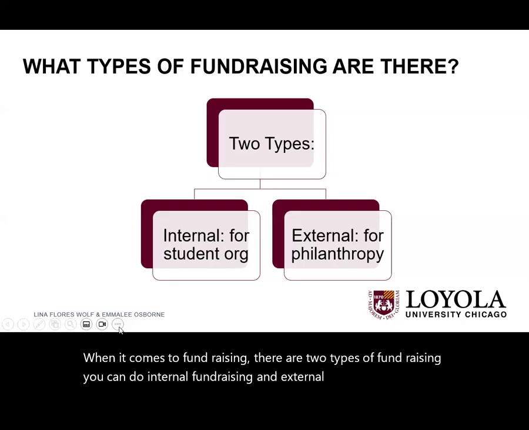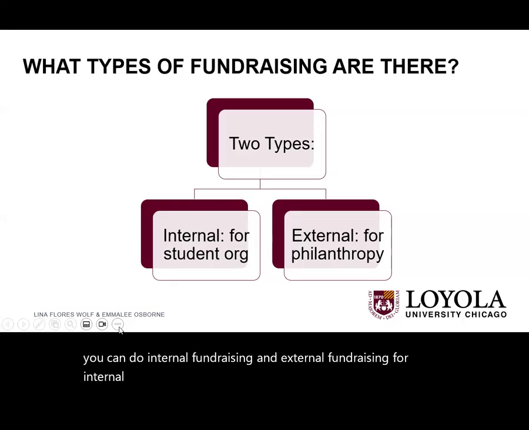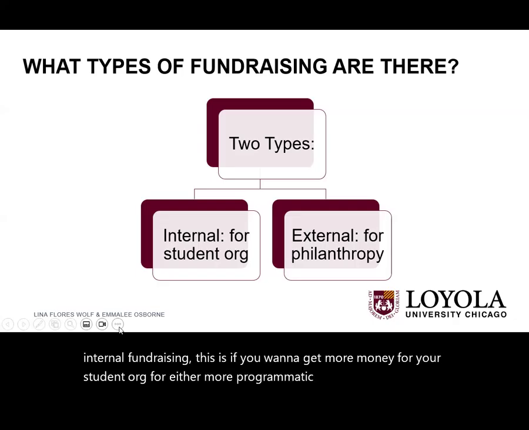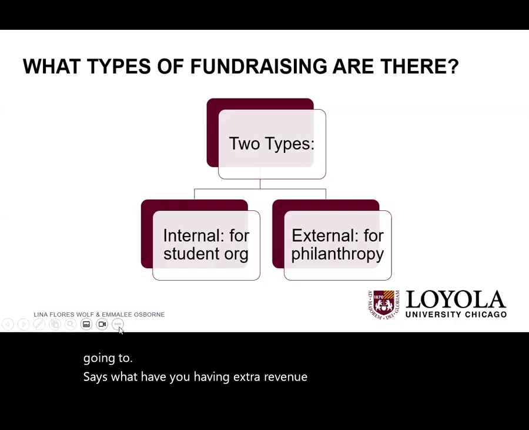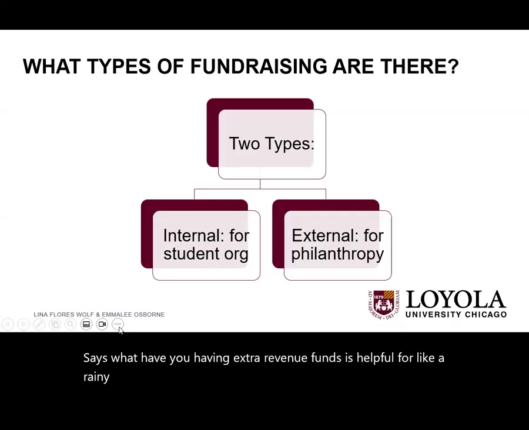For internal fundraising, this is if you want to get more money for your student org, for either more programmatic expenses, or you could use these revenue funds for purchasing merchandise, going to conferences, what have you. Having extra revenue funds is helpful for like a rainy day fund.